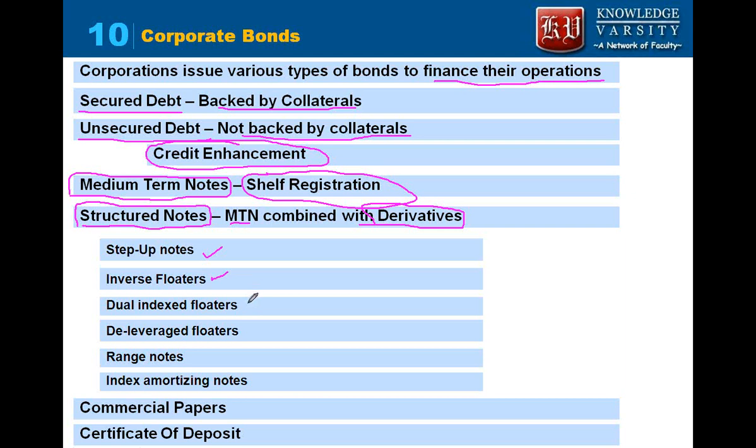You have dual index floaters, that is, they will be indexed on two reference entities. You have deleveraged floaters. What will happen is these have lower duration. You have range notes, you have index amortizing notes. So these are the different types of structured notes that are created.